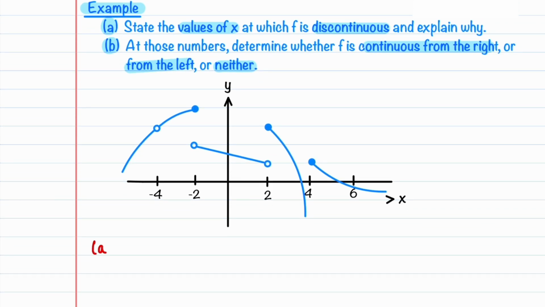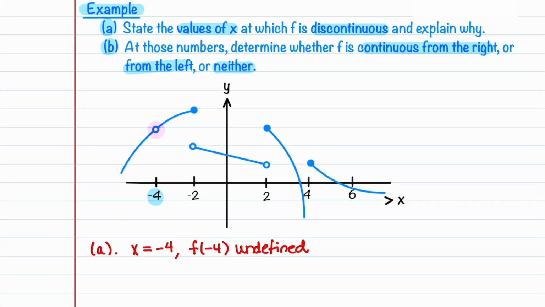Let's see how this works. We'll begin with part A. Let's start by looking at our x values as we go from left to right. Here's the first x value that we're going to look at. If you look up at our graph, notice that our function value has an open circle at that point, and that means our function is discontinuous. So we're going to say that at x is equal to minus 4, f of minus 4 is undefined. And that's why our function is discontinuous.